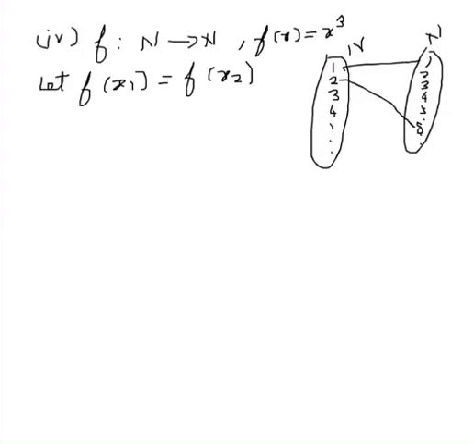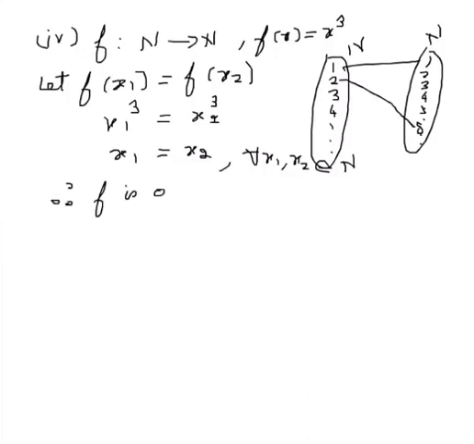Let f of x1 is equal to f of x2. So x1 cube is equal to x2 cube. Now take cube root on both sides. When you take cube root, we don't put plus or minus sign. So we get x1 is equal to x2, and it is true for any two elements taken from the first set N. Therefore, we conclude that f is a 1-1 function.